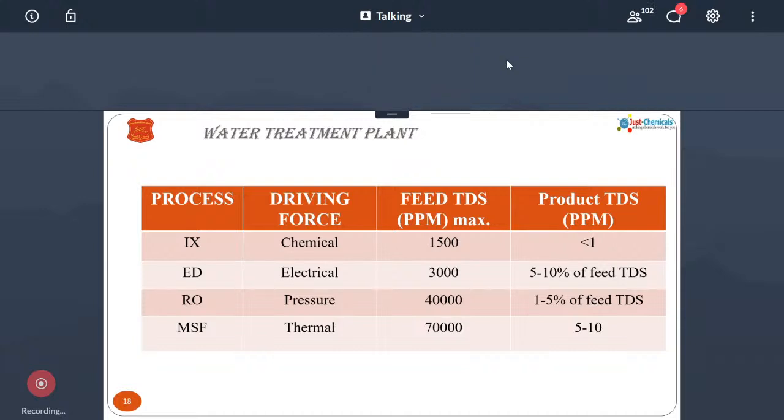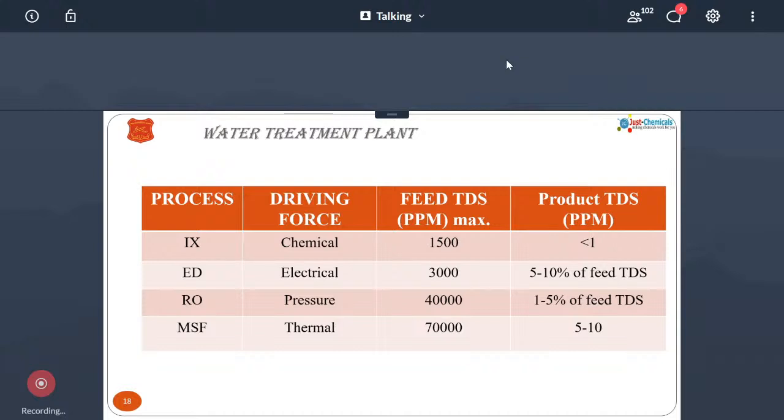Now we have removed the suspended solids in the clarifier and filtration system. Now it's time to remove the dissolved solids. Dissolved gases will be removed, some part of it in the pre-treatment process, and finally by the deaerator in the power plants.